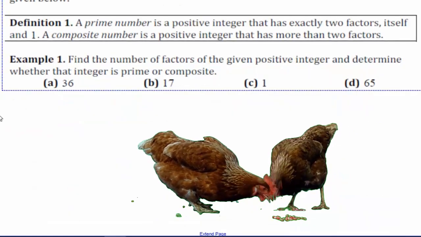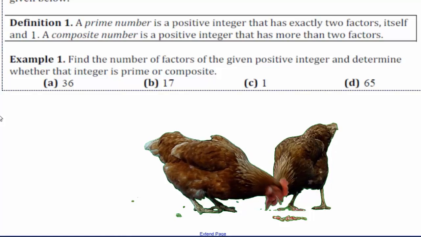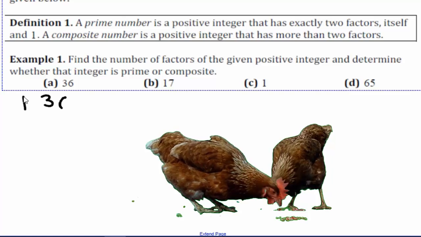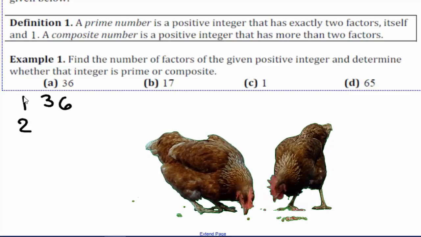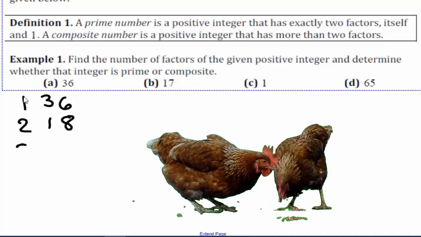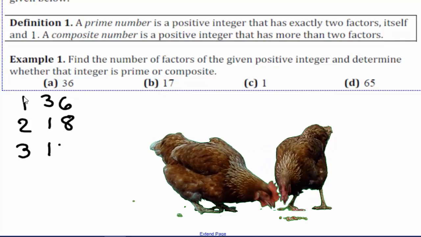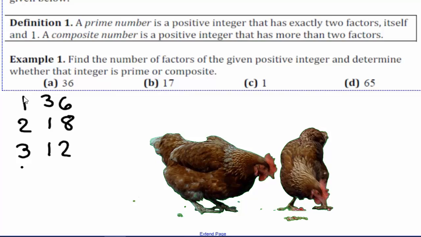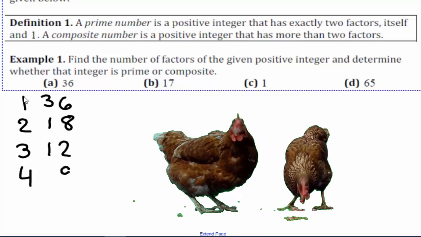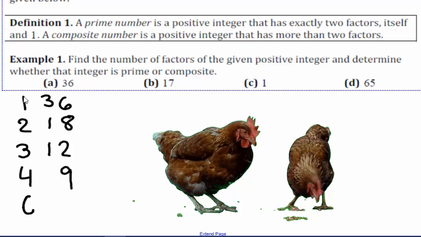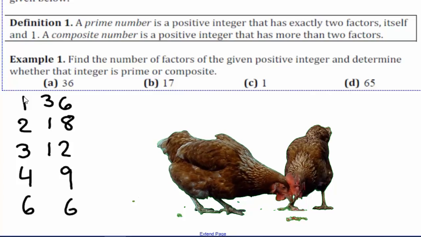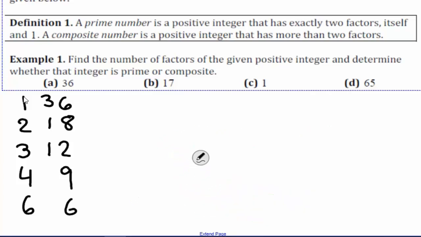Alright, so the first thing we're going to do here is determine if these numbers are prime or if they are composite. So let's take a look at our first example, 36. We want to write its factors out. 1 and 36, 2 and 18, 3 and 12. Using a calculator can make this really easy. Then 4 times 9, and 6 times 6. If we want to know the number of factors, we need to add up all the unique values there, so we wouldn't count 6 twice. That means we would have 9 factors with this problem.